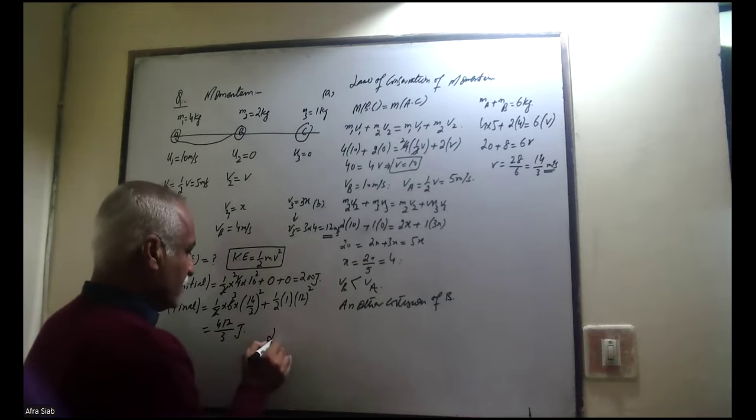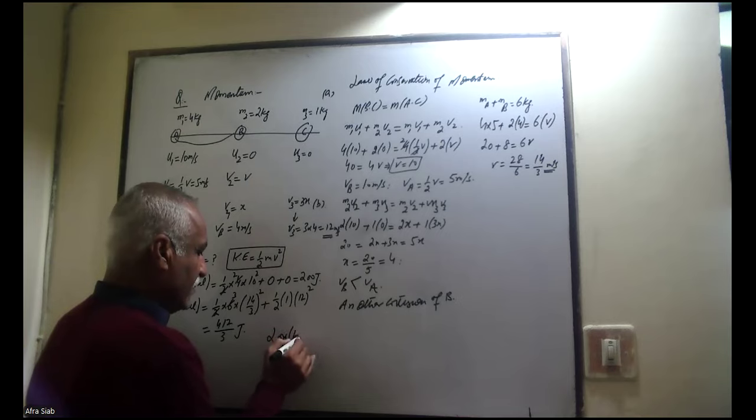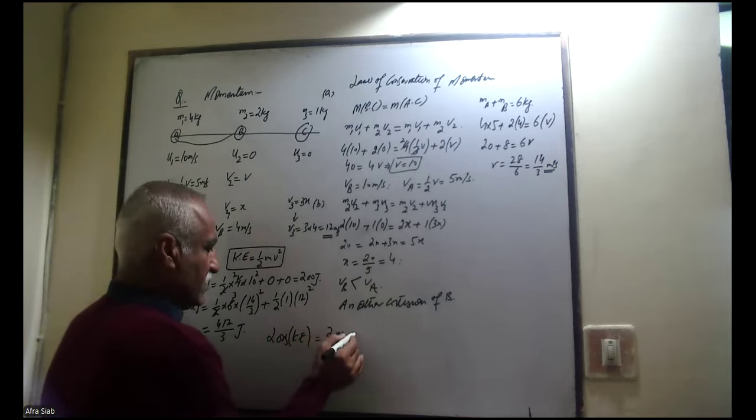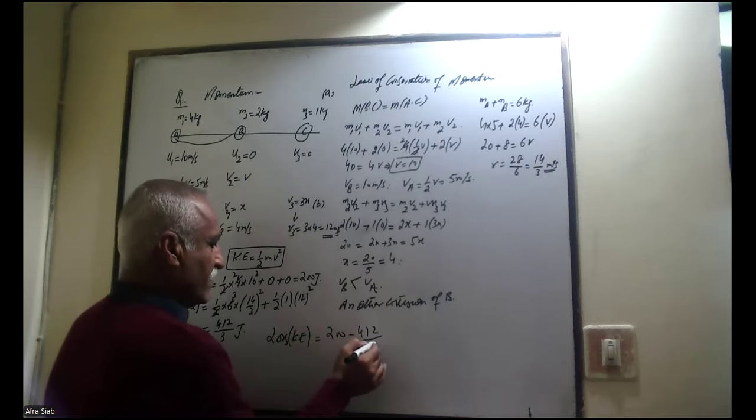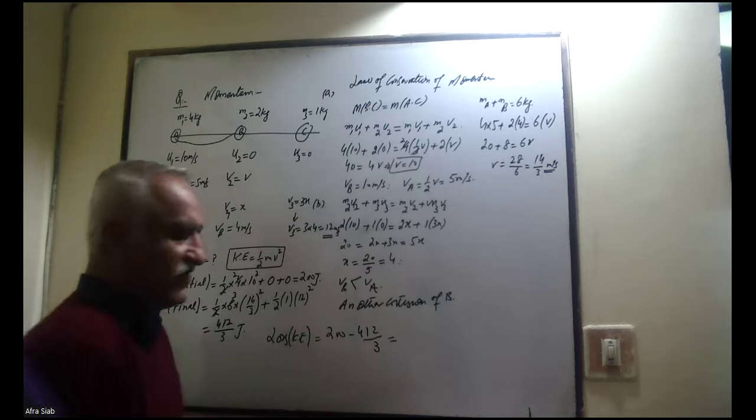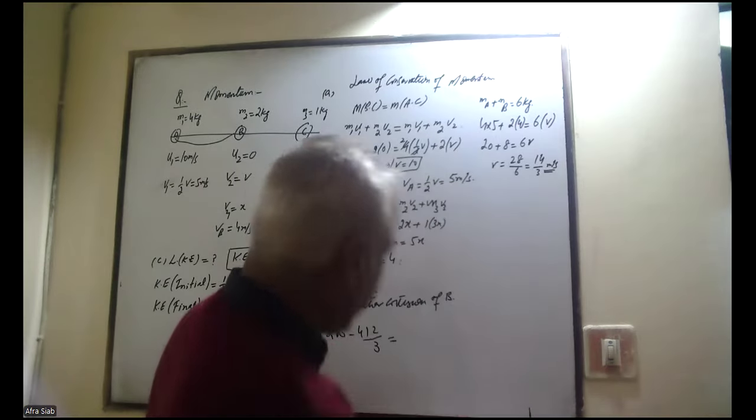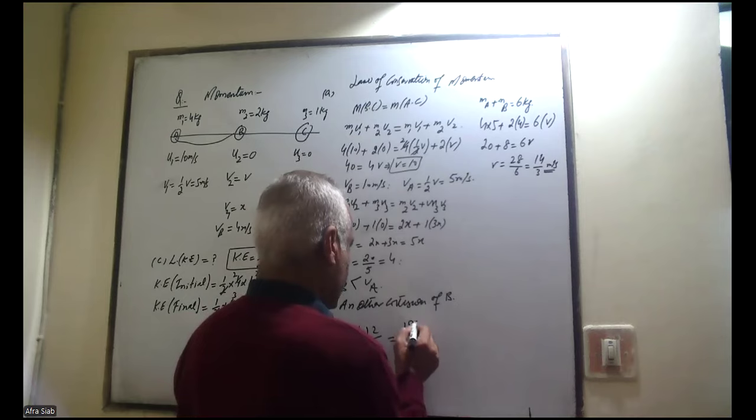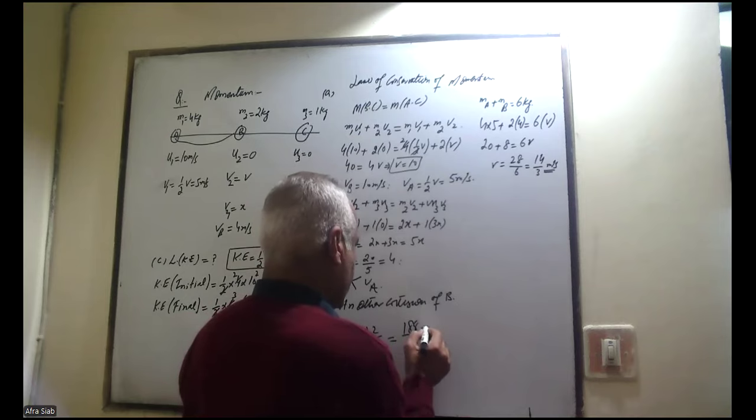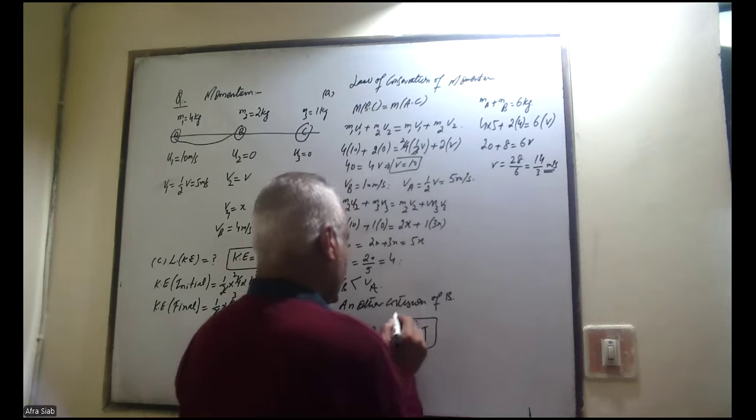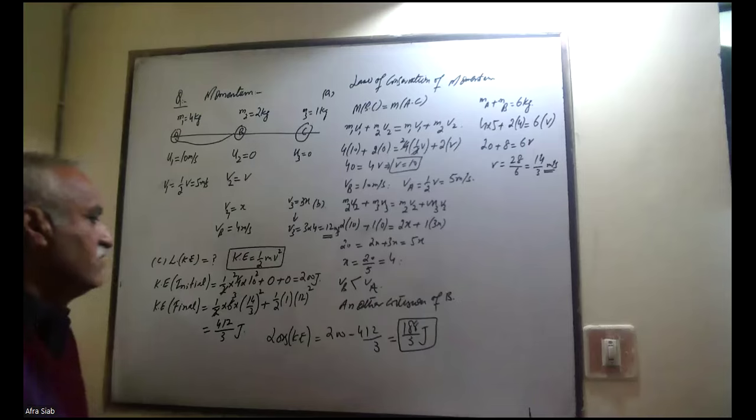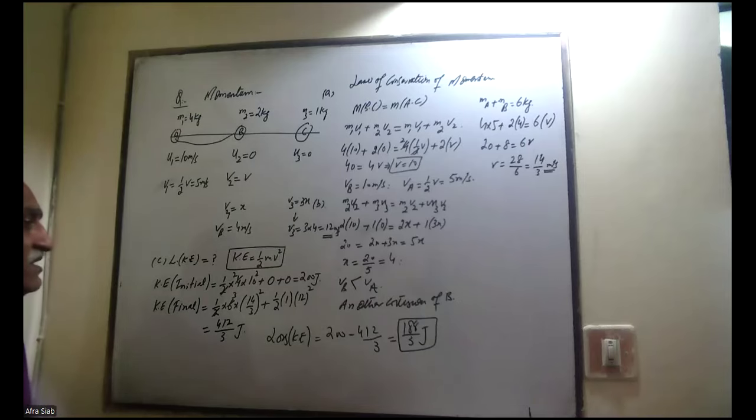So loss in KE is equal to 200 minus 412 over 3, and that final value is equal to 188 over 3 joules. So this is the energy lost in the three collisions between A, B and C.